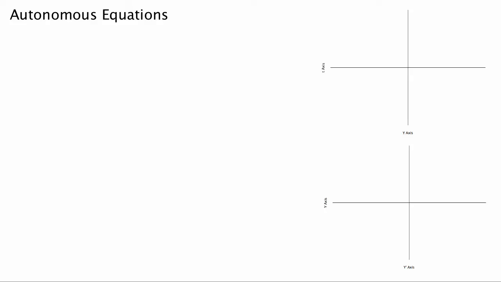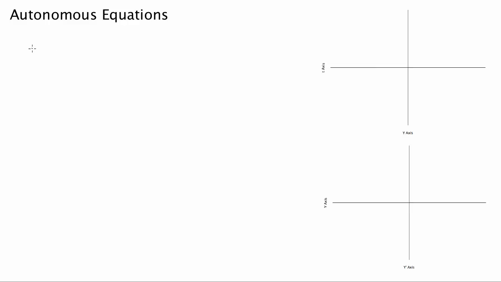Welcome to another podcast. In this episode, we're going to be taking a look at a class of differential equations called autonomous differential equations. The word autonomy means freedom in some sense, or self-direction. In this case, for a differential equation, it means that the differential equation is free from its independent variable.